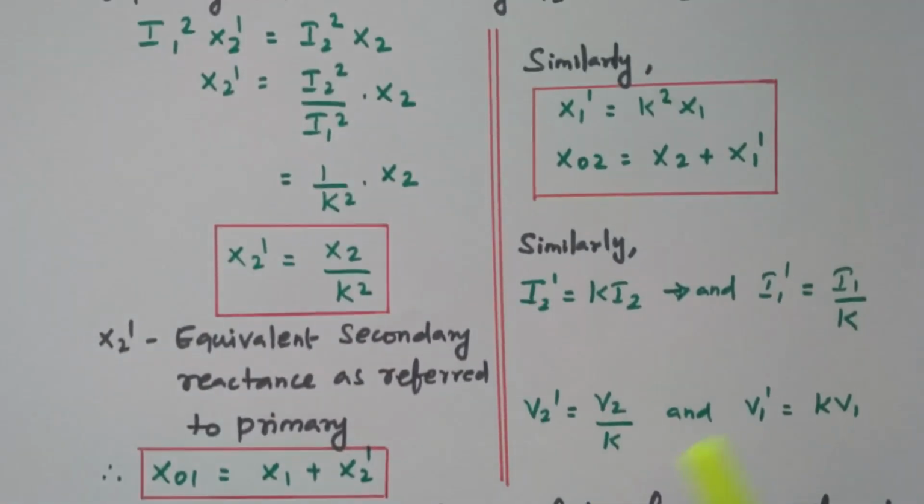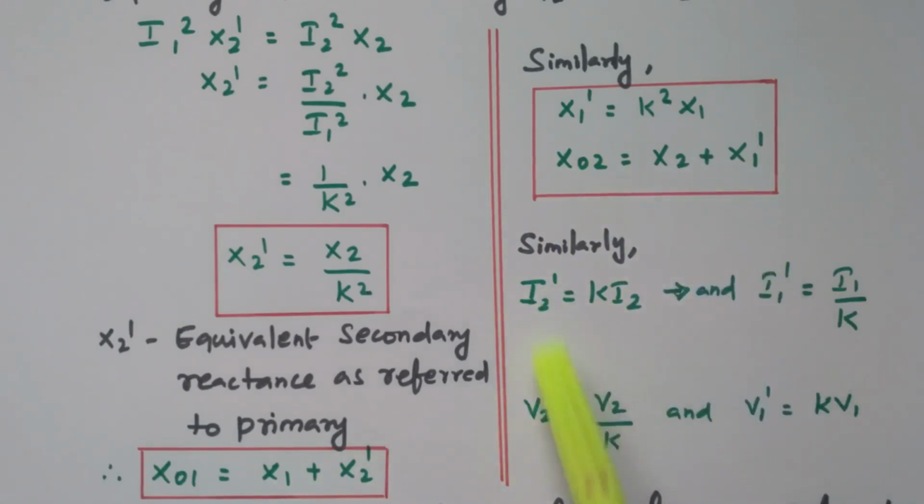Similarly, if it is transferred from primary to secondary, what will happen? X1 dash equals K² into X1. Here X2 divided by K², here K² into X1. Normally when a parameter is transferred from primary to secondary, it is multiplied by K², and from secondary to primary, divided by K². So the total reactance in the secondary is X02 equals X2 plus X1 dash. Here X1 plus X2 dash, similarly here X2 plus X1 dash.